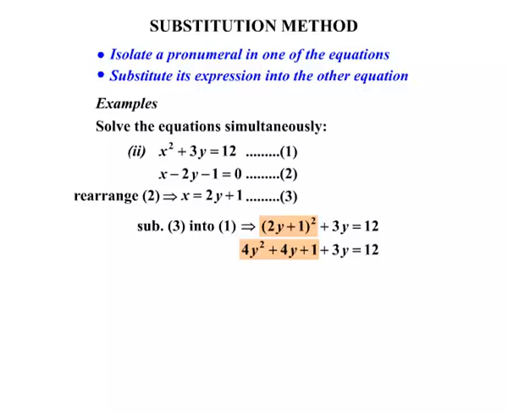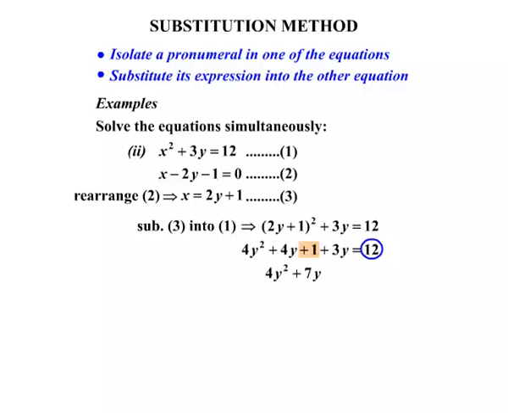Remember that perfect square expansion? First term squared, twice the product, then the last term squared. Now let's collect like terms. Well, 4y squared, there's no other y squared, so we'll write that down. The 4y and the 3y, we can write that as plus 7y.